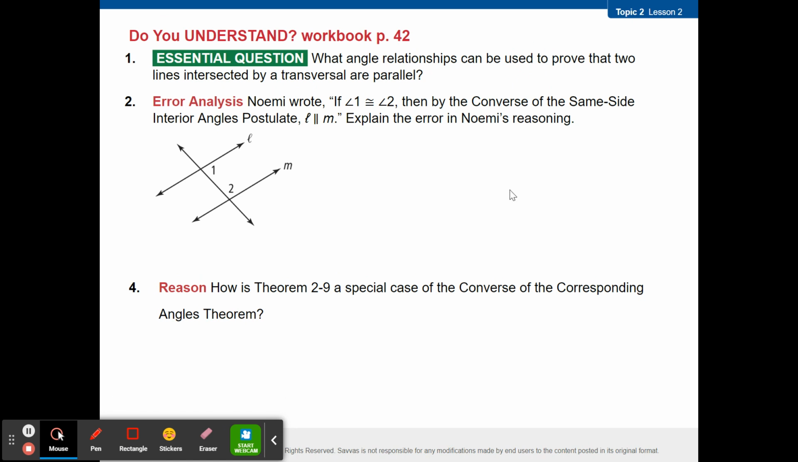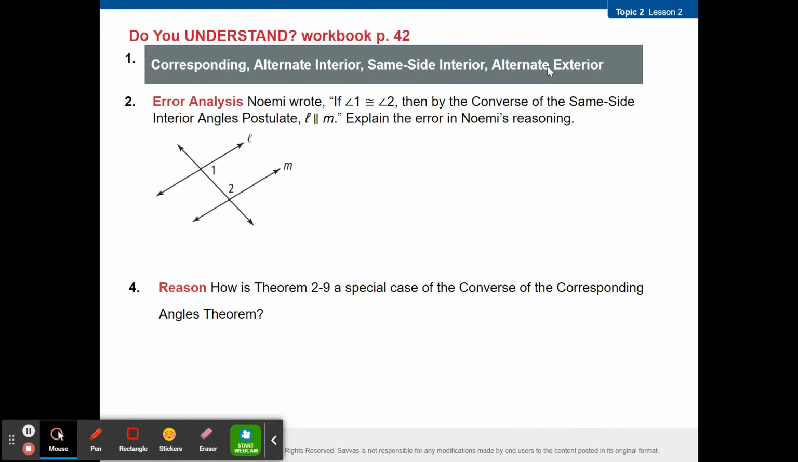All right, show of hands. Who's still working on these three? Anybody? All right, big reveal. Number one, what angle relationships can be used to prove two lines intersected by a transversal are parallel? Someone give them to me. There's a total of 4. Converse, same side interior, converse of those. Okay. So corresponding, alternate interior, same side interior, alternate exterior. Those are the 4. And again, we use all the converses to prove that the lines are parallel.